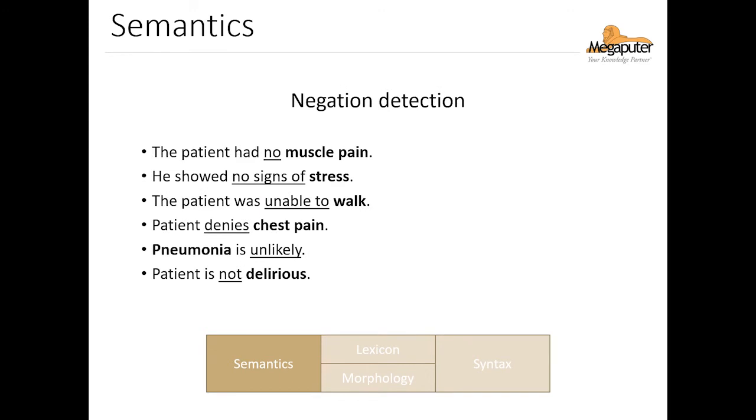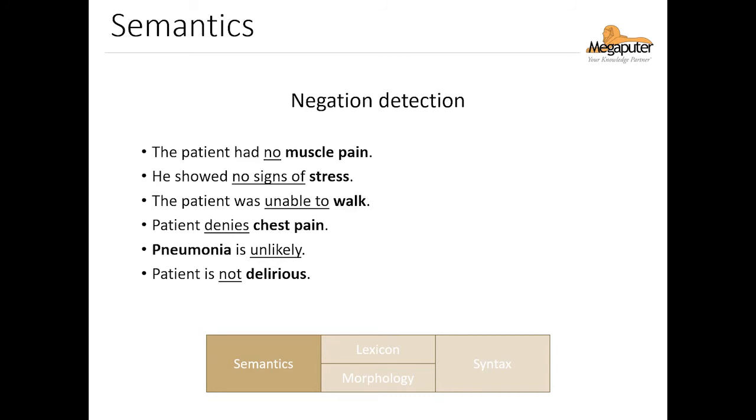One more thing related to semantics is negation detection, which is particularly important in some cases. So English negation detection is a rule-based search for negative triggers like the patient had no muscle pain, he showed no signs of stress, the patient was unable to walk, patient denies chest pain, pneumonia is unlikely, and patient is not delirious. In other languages, we may instead need to use regular expressions to detect negation patterns.